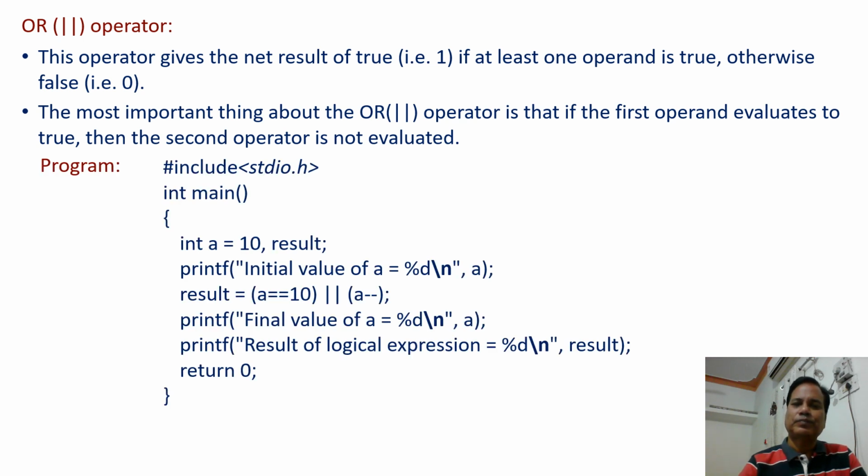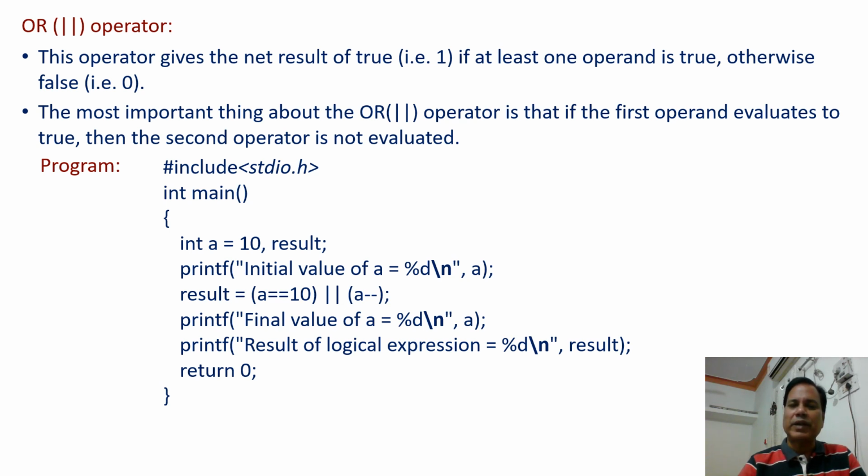Program. Now again in this program we declare the two variables and assign the first variable a value of 10. Then printf initial value of A equals, what is the initial value of A? That is 10. 10 gets printed at this point.